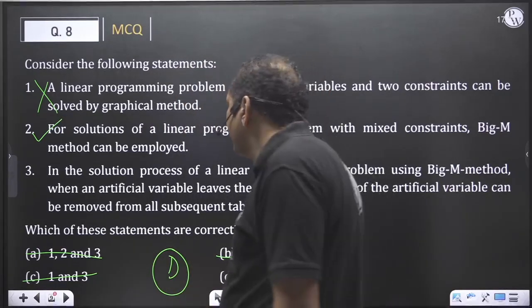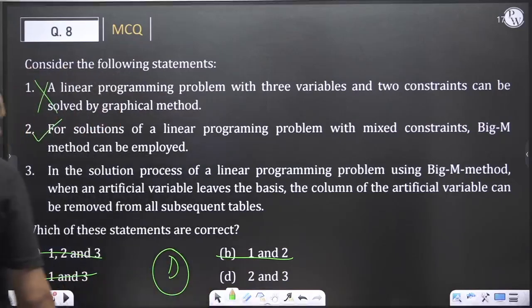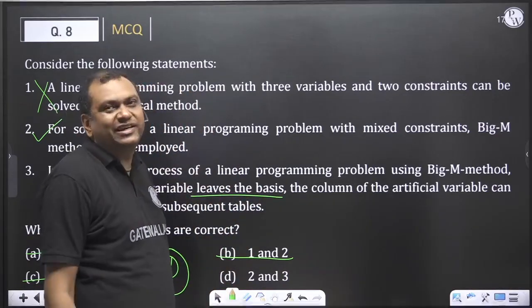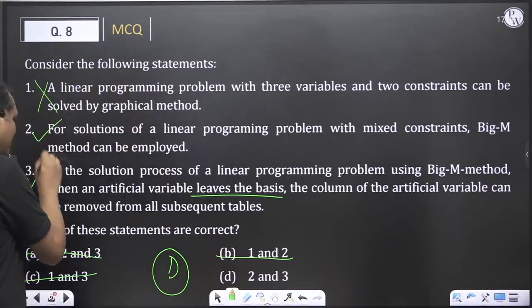In the solution process of a linear programming problem using big M method, when the artificial variable leaves the basis, it never reappears again. We can delete that column itself. So the answer is D.